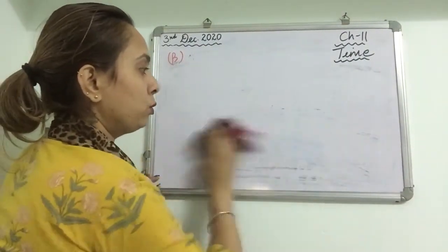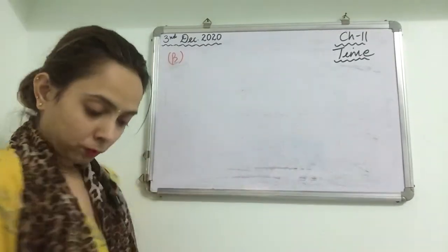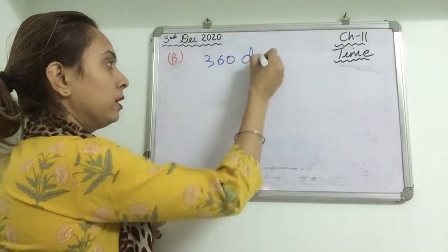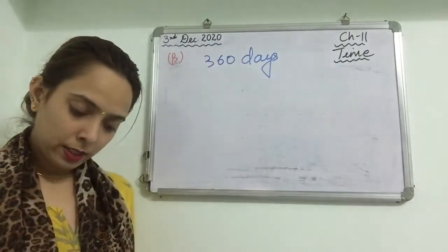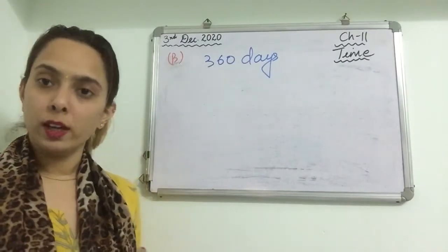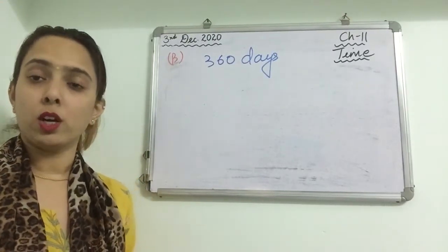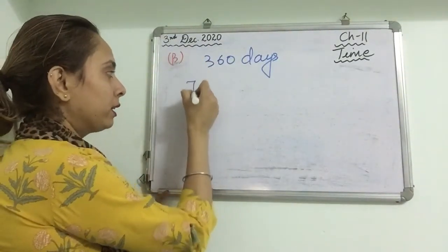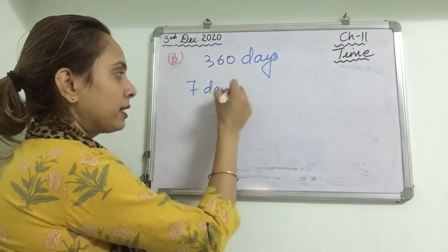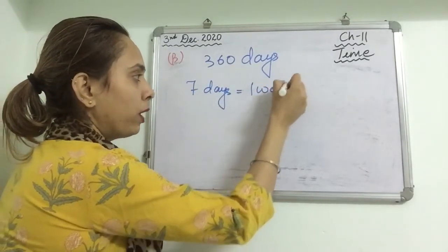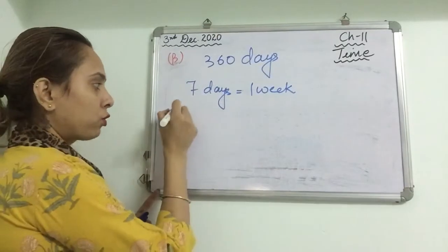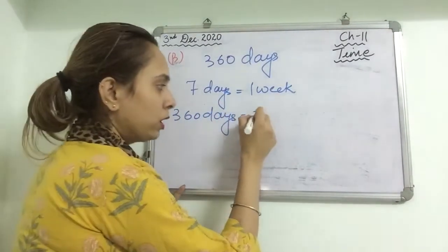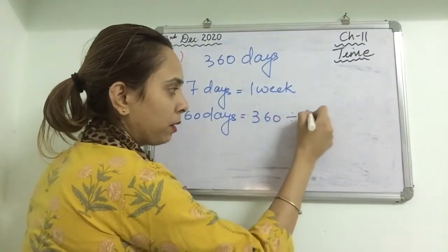Question number 2 says that the question is given to us in 360 days. So here in 360 days we have to convert it into weeks and days. So again we will apply the same conversion. 7 days is equals to 1 week. So 360 days is equals to 360 divided by 7.